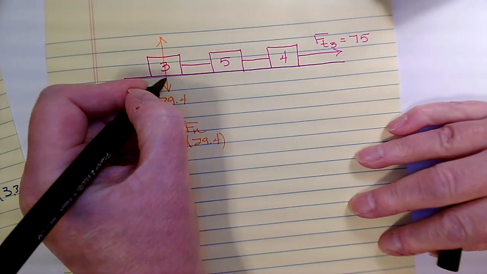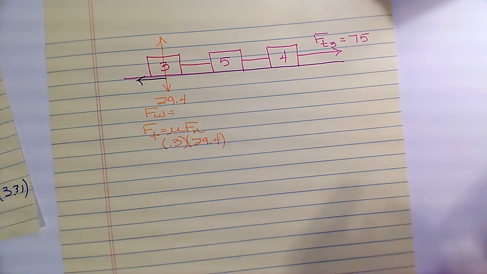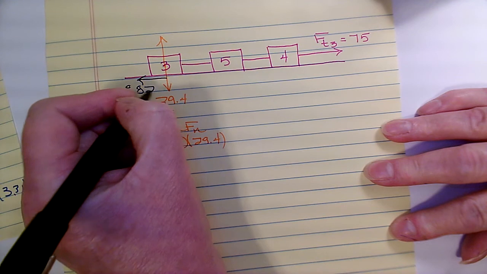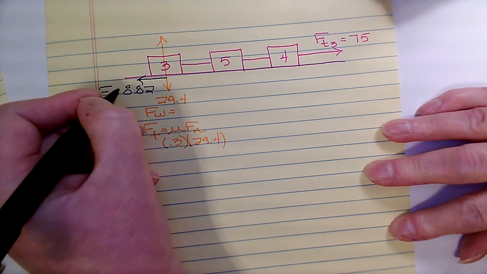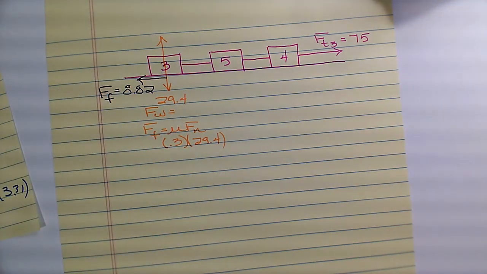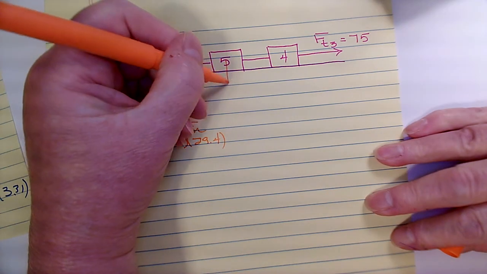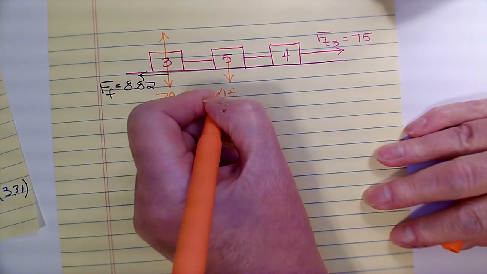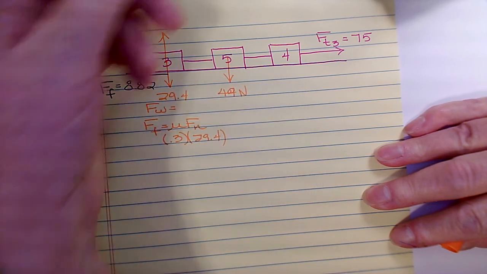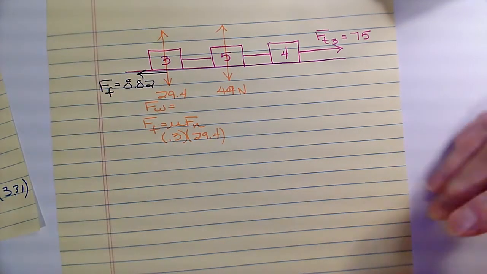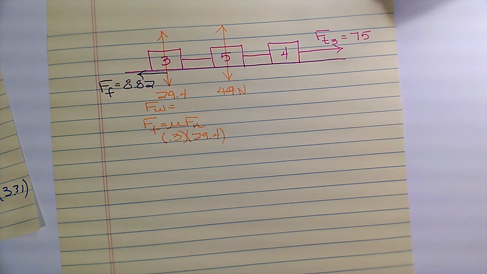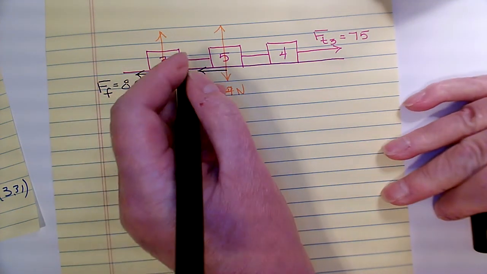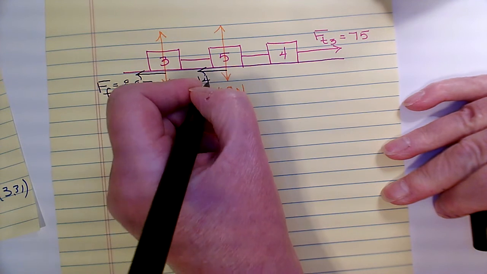So friction on this block, I'm going to draw friction like this. Friction turns out to be 8.82 newtons. So we'll label that as friction. On the second block, 5 times 9.8 is 49. So FW is 49 newtons, so Fn is 49. So 0.3 times 49. So we also have friction over here, and this turns out to be 14.7 newtons.